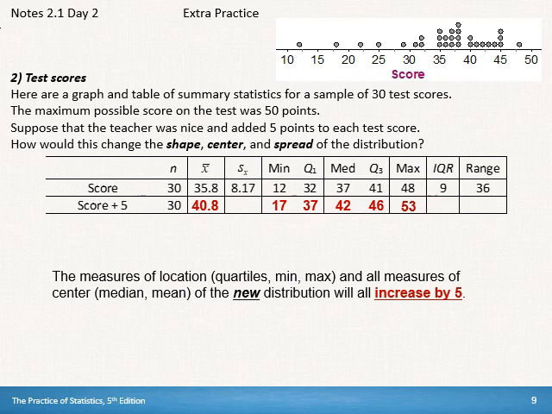Now let's think about the spread. How will the spread change? How will the standard deviation, the interquartile range, and the range change? So you can see here they don't change because that whole dot plot is just shifting over. It's not more spread out. So the measures of spread do not change. Also, the shape is still going to be skewed to the left. It's not changing at all.